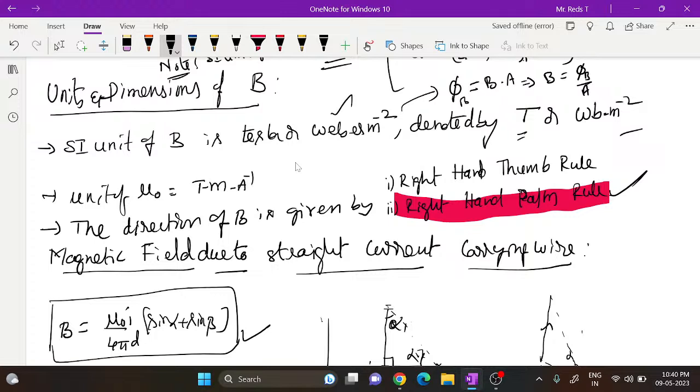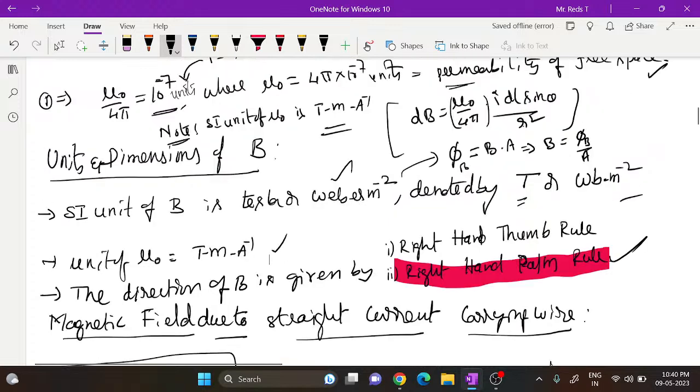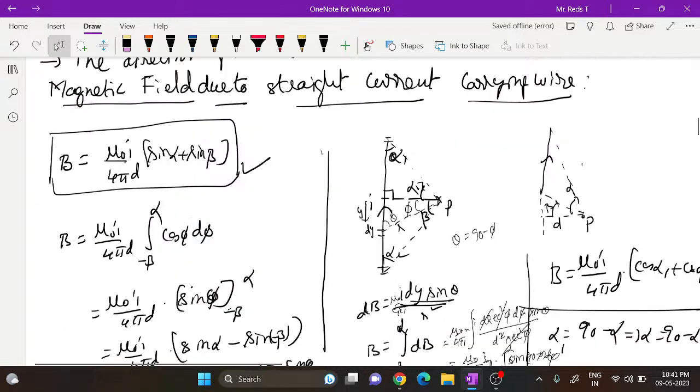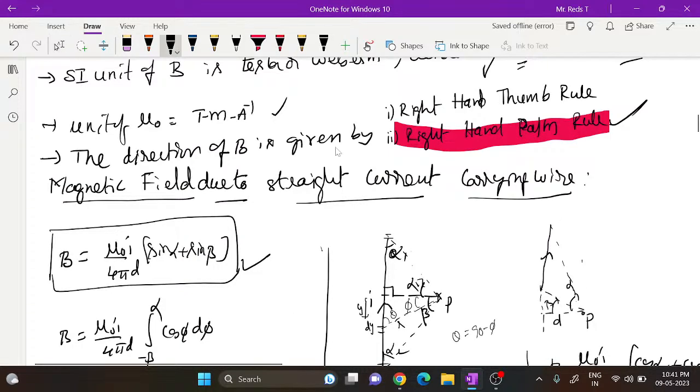So the SI unit of mu naught, you have to remember this also. The SI unit of mu naught is Tesla meter per ampere. By knowing the unit of B, we can write, from the Biot-Savart law, the unit of mu naught. And the direction of this magnetic field is given by, because we are expressing it as a vector product or cross product, the right hand thumb rule or right hand palm rule. Actually, we prefer the right hand palm rule because it gives an easy representation of the direction.